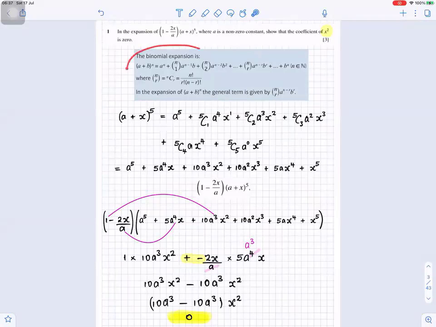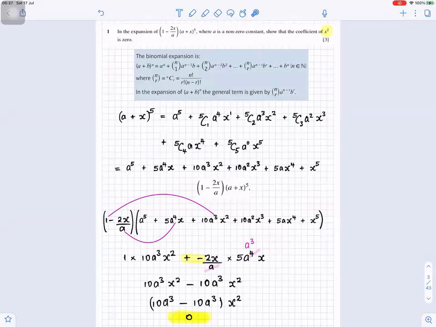So we're going to use the binomial expansion formula. So we have a, and x is b, and n is 5. So we have a^5 + 5C1 a^4 x + 5C2 a^3 x^2, and so on. Now, when we simplify that, we'll get a^5 + 5a^4 x + 10a^3 x^2 + 10a^2 x^3, and so on.